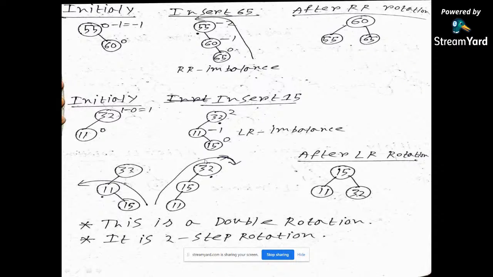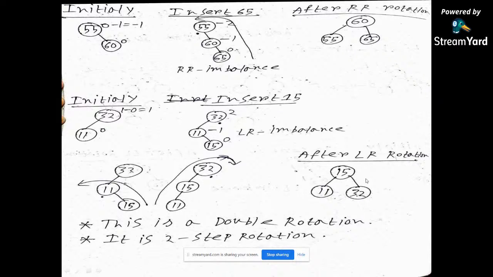Second rotation, that means second step of rotation. Put a nail here. There is a thread. We pull this thread to this side. 32 goes there, 15 is upward, and 11 remains the same. That means 15 becomes the root. After 15 goes upward, 11 remains the same. That means 11 is the left child of 15. 32 comes this side. That means 32 becomes the right child of 15. So our LR rotation is completed.